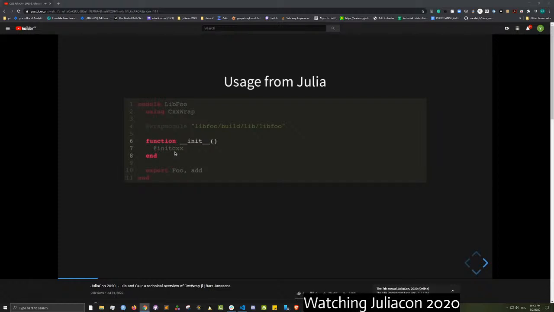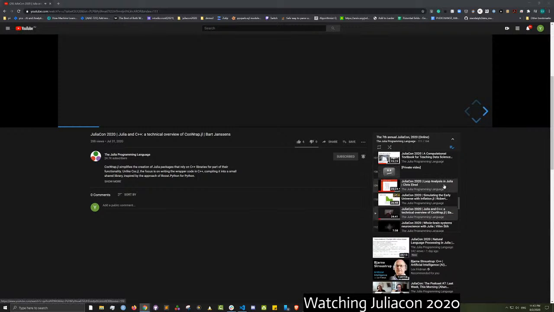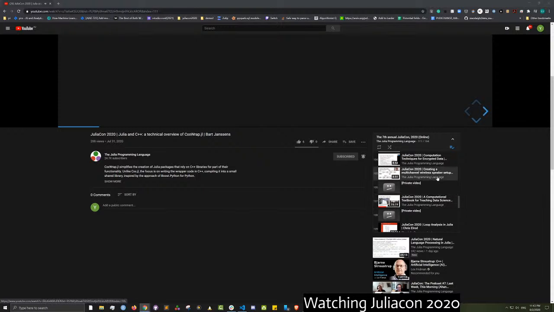So this distinction between wrapmodule and initcxx is needed to make it possible to support pre-compilation. And then finally, once these two steps are taken, all of the types that are defined on the C++ side will be available on the Julia side. So we can now export, for example, the type Foo and the add.